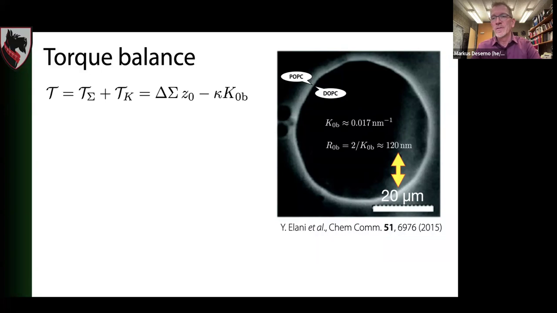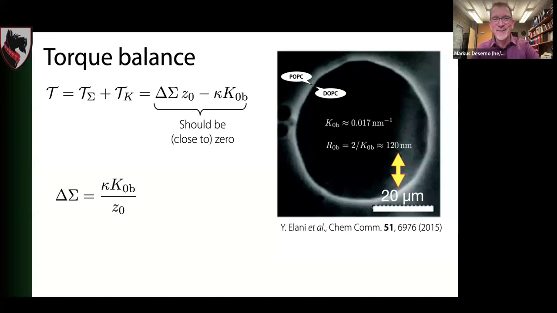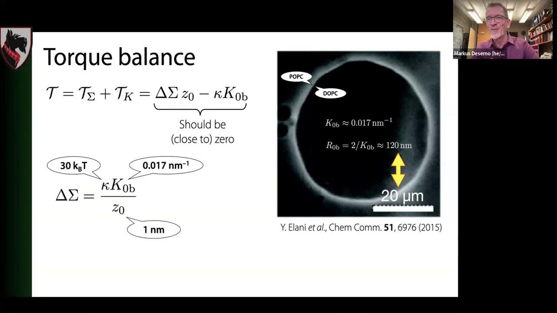And the entire torque consists of the differential stress part and the bending part. So if I set this to 0, then I can solve this actually for delta sigma. And it turns out that all the other variables in there, the bending rigidity, the spontaneous curvature, and the reference surface have values that I roughly know what they are. The bending rigidity is about 30 kT, K0b, I just told you what it is, and Z0 among friends is a nanometer roughly, plus minus a little bit. And if you plug in the numbers, you get something like 2 millinewtons per meter. Now, if you're not really deeply into the membrane field, 2 millinewtons per meter doesn't mean a lot to you.